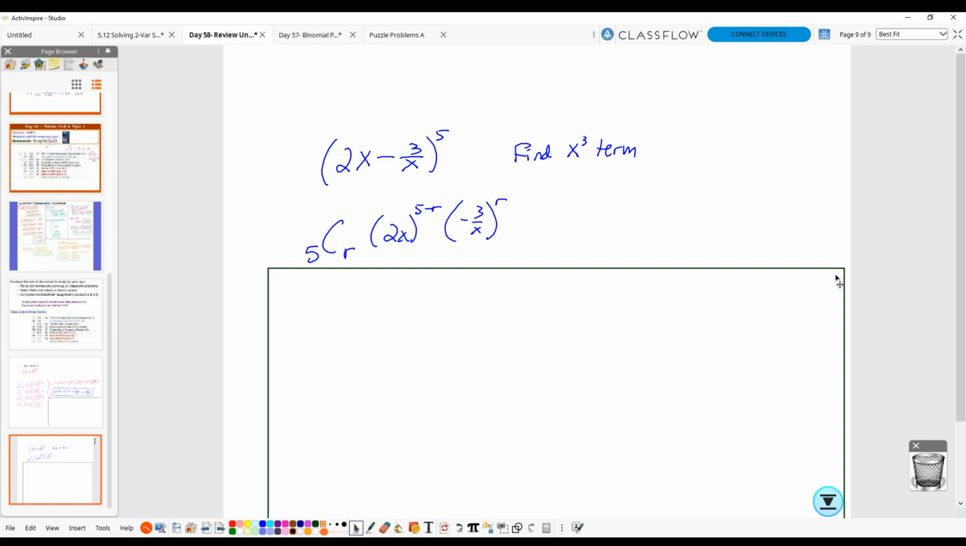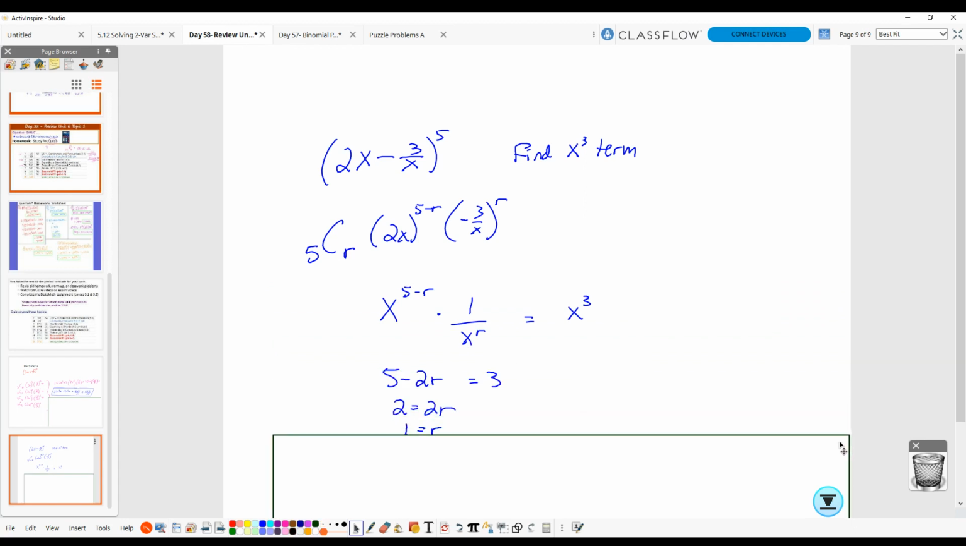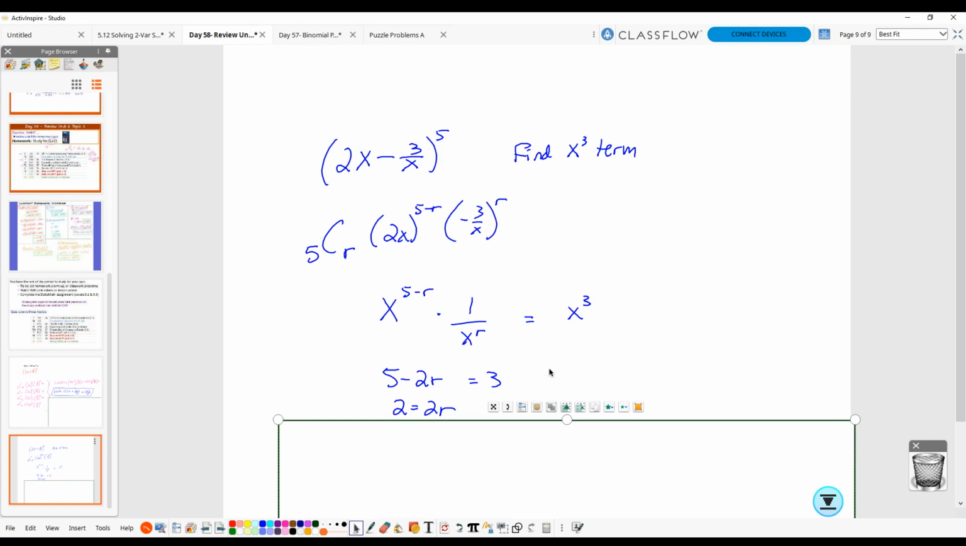This is how we find any general term. And then if you think about it, I want the exponents to be x to the third. Well, this one, taking away the coefficient, will be x to the 5 minus r. This one is 1 over x to the r. And I want them to multiply to be x to the third. So we subtract exponents when they are on different parts of the fraction.